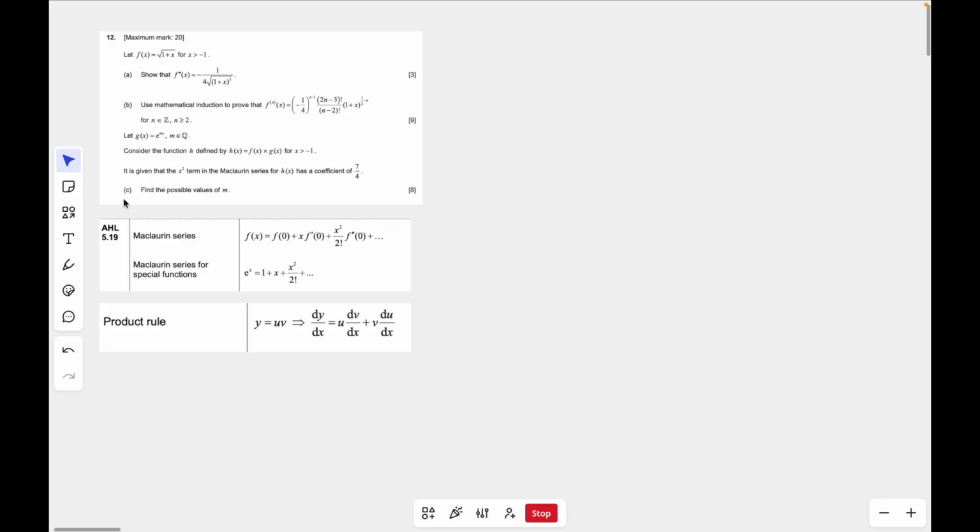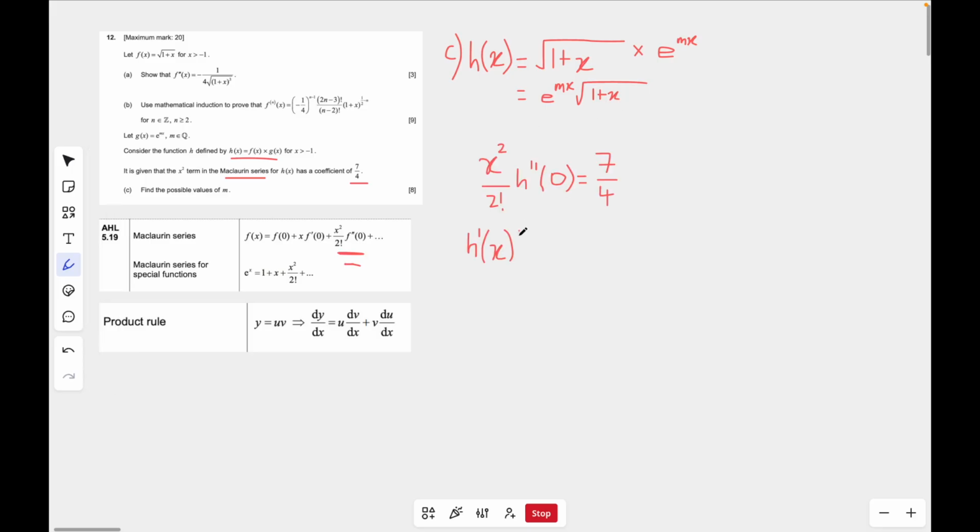The Maclaurin series formula is provided in your formula booklet, and we can see that the x squared term is associated with the second derivative of a function in the series. As such, we need to compute the second derivative of h of x first. Let's do that. We have h of x equal to e to the power of m times x times the square root of 1 plus x.